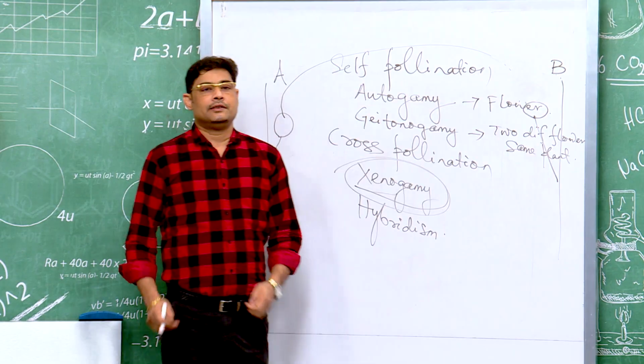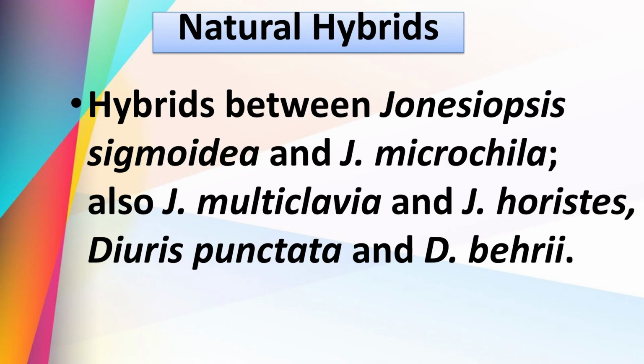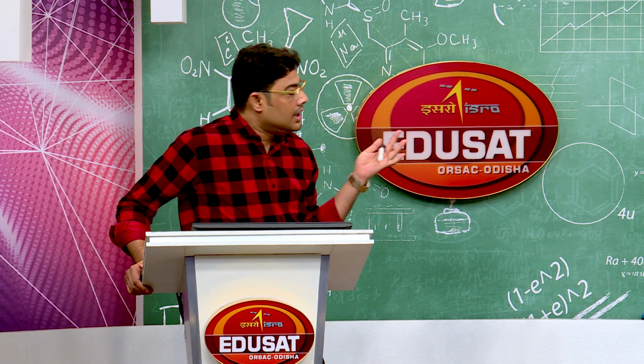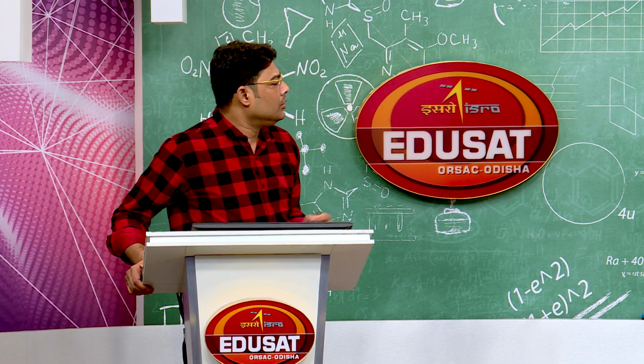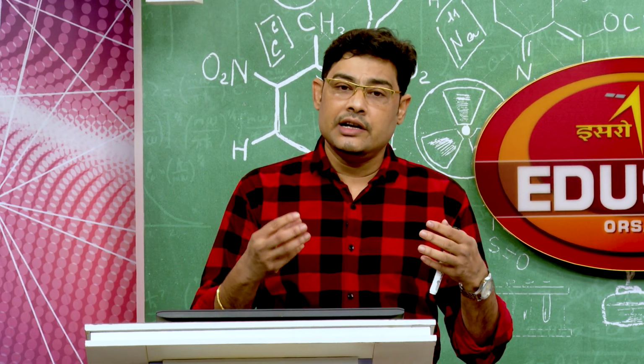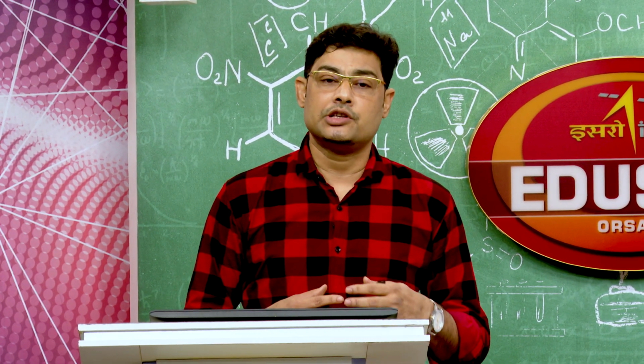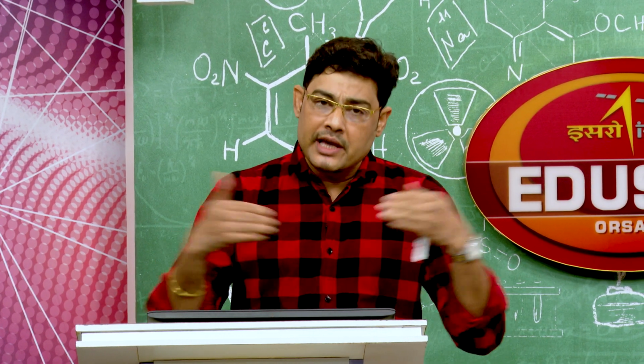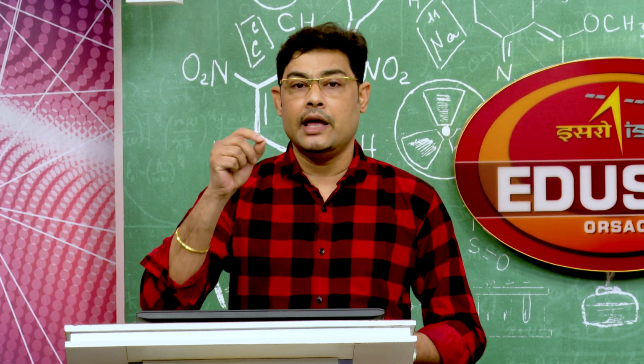Let us see some slides. These are some natural hybrids, that is because of hybridism. Hybrids between Jonopsidium sigmoida and Jonopsidium macrochila. So, these are natural hybrids, that is because of this cross pollination, hybridism. We can also manipulate different species by cross pollination in breeding programs. The breeders also mix two different types of species by cross pollination.